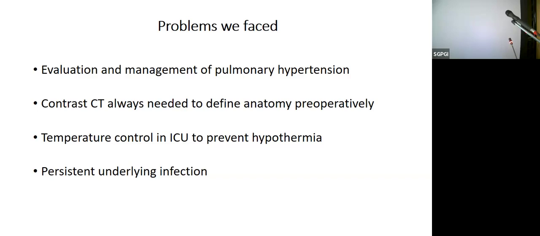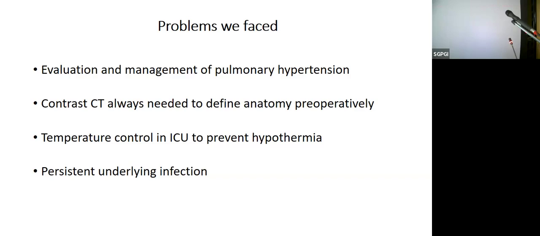Second, we need to know the anatomy. In a 15-day-old or 30-day-old kid with heart rate at 150, 160, 2D echo won't tell you most of the things. So here we need a contrast CT to see, first of all, what anatomy we are dealing with. Without knowing anatomy, we won't be able to give any correction. Third, in the post-op period, temperature control. A cardiac ICU believes in keeping temperature low, whereas for NICU or for neonates, we need higher temperatures.